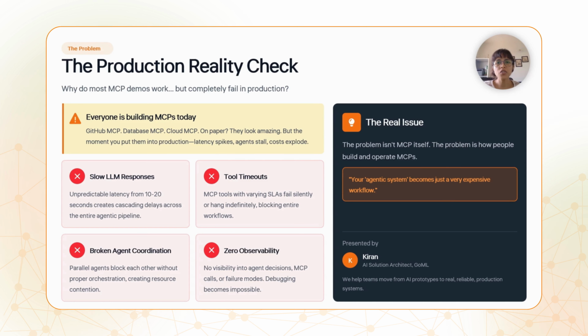Everyone is building MCPs today: GitHub MCP, database MCP, cloud MCP, and on paper they look fantastic. But the moment you put them into production, latency spikes, agents stall, cost explodes, and suddenly your agentic system is just a very expensive workflow. You experience slow LLM responses, tool timeouts, broken agent coordination, and zero observability.